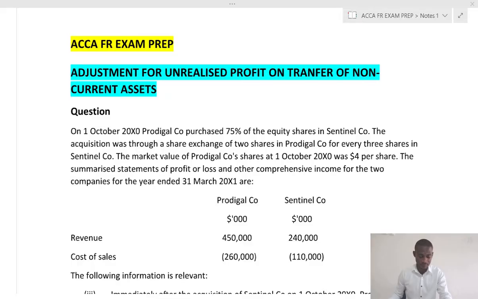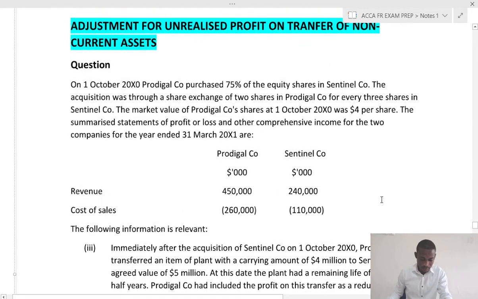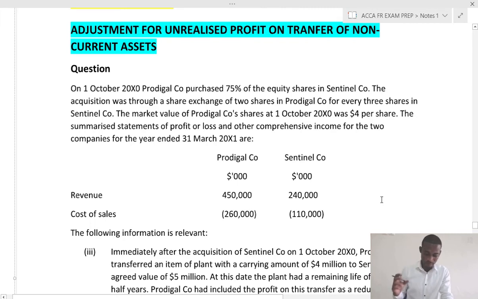My name is Adam. In this video, I'll be taking you through how to adjust for unrealized profit on the transfer of non-current assets between the parent and the subsidiary. Now let's look at the question. For this question, it's an extract from a full past question, so I've made the extract to just explain the concept of how we adjust for the unrealized profit. So let's see the details.